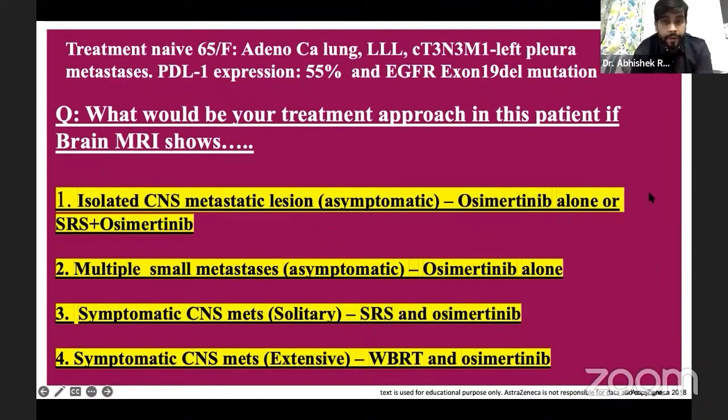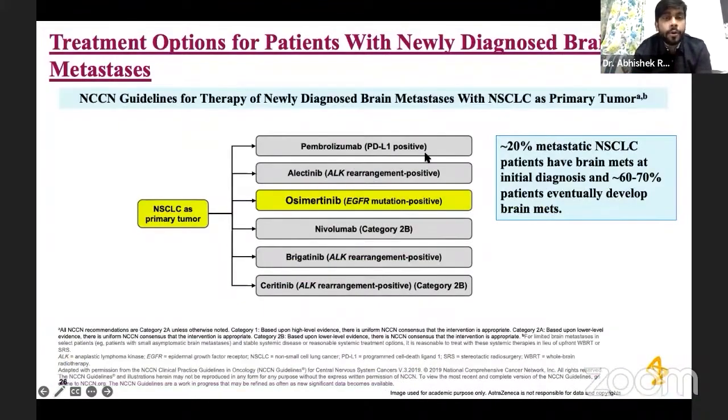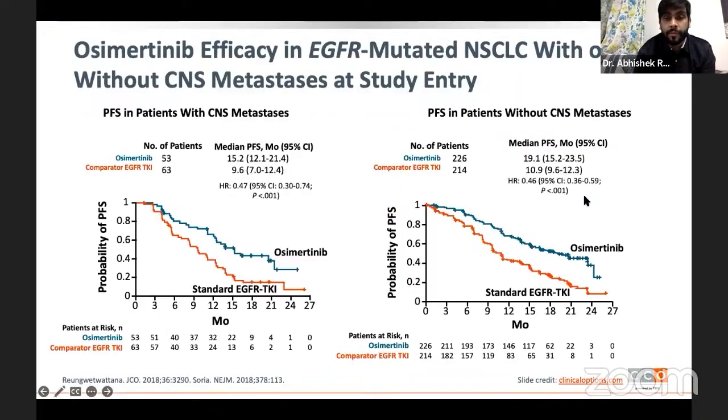So yes, these are my take. This is the NCCN guideline: we know that 20% of metastatic NSCLC patients have brain metastasis at initial diagnosis, and 60 to 70% eventually develop it. They are usually treated with osimertinib if the EGFR mutation is positive.